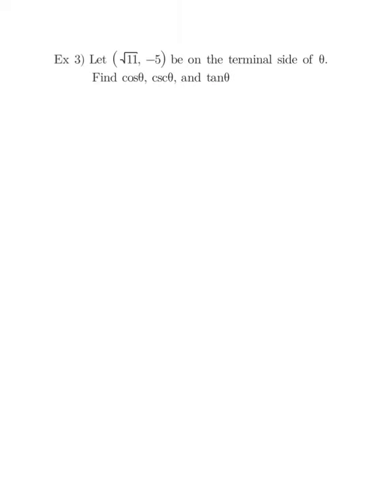For example 3, we are told to let the point square root of 11, negative 5, be on the terminal side of theta. Find the cosine of theta, cosecant of theta, and tangent of theta. Before we go into a graph, let's think about what this point is. We have a positive and a negative. If you have a positive x and a negative y, that puts you in the fourth quadrant.